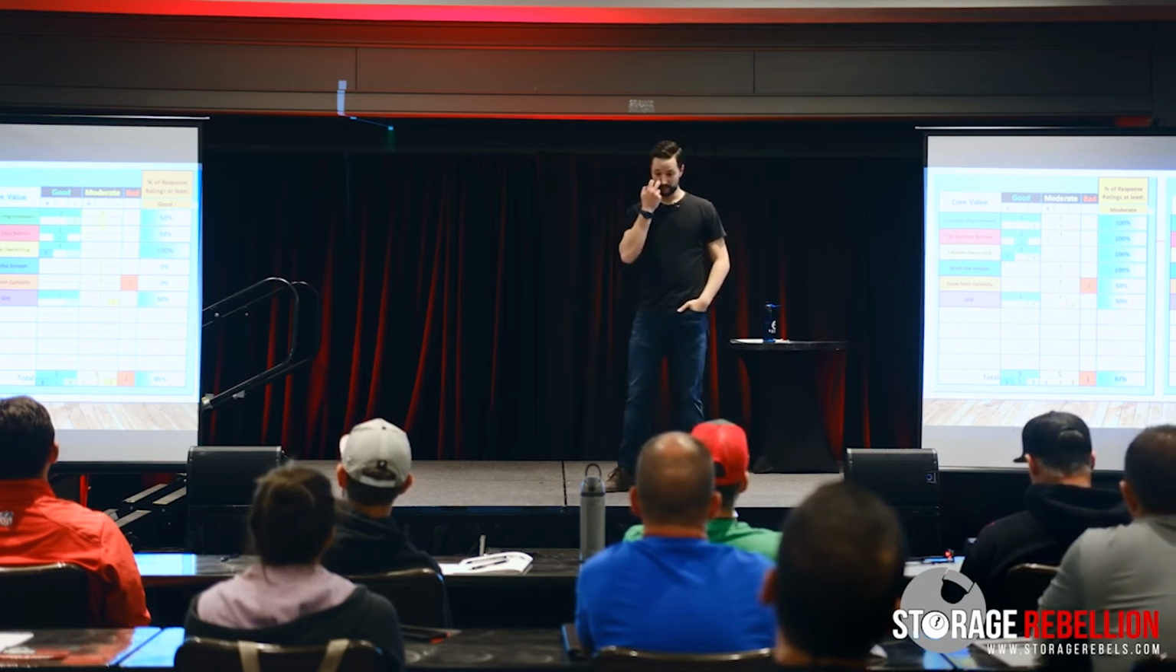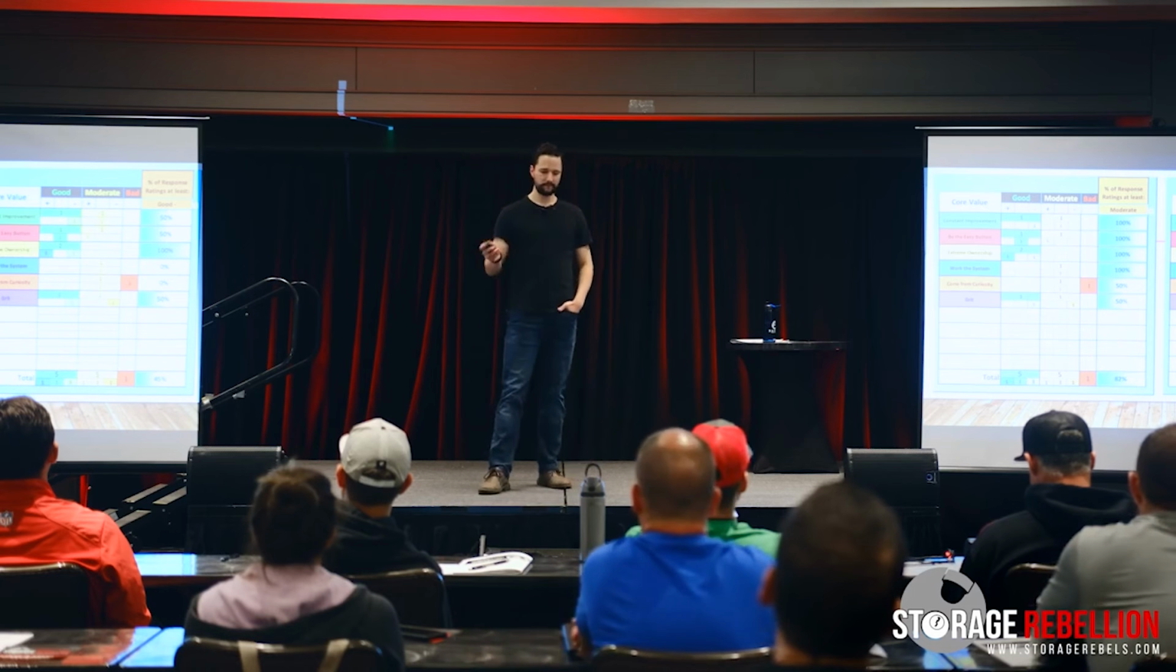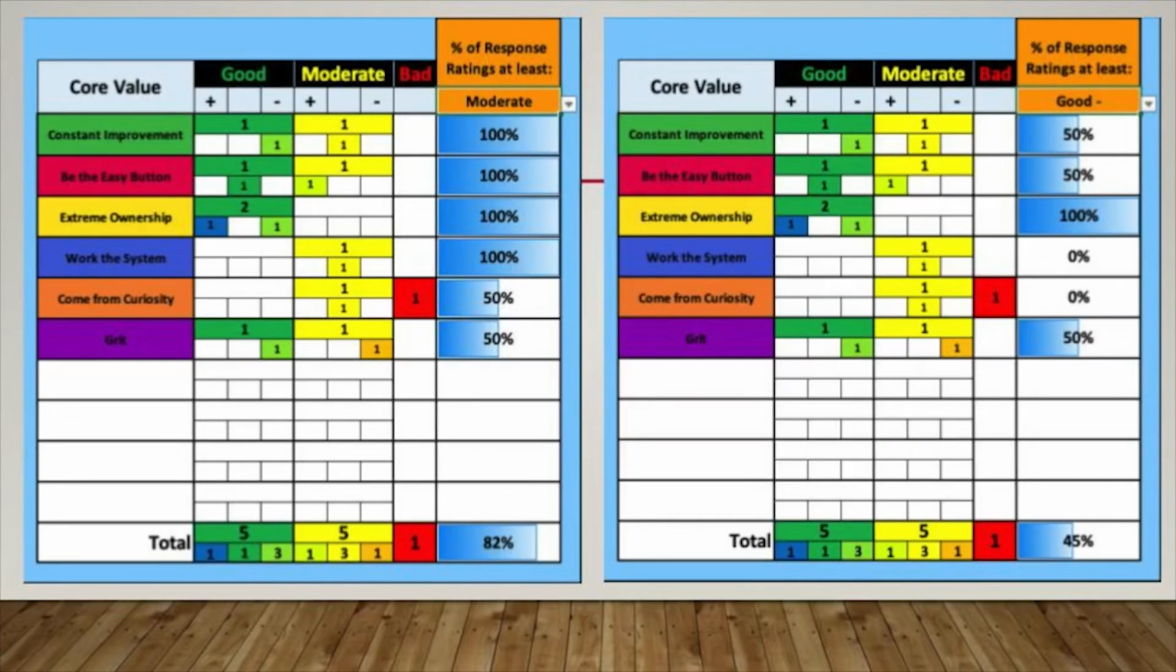We only have one question for what we call work the system, but you would see that one's in the moderate, which we could debate about. But this is cool. You can set a standard. You can say percent of ratings that were at least moderate, or percent of ratings that were at least good minus, things like that.